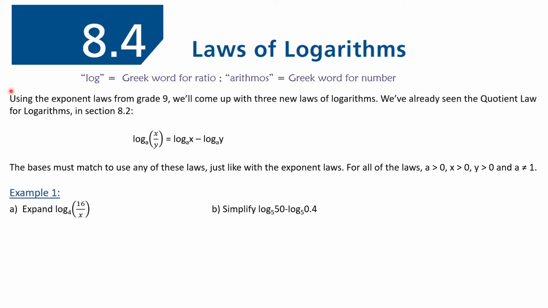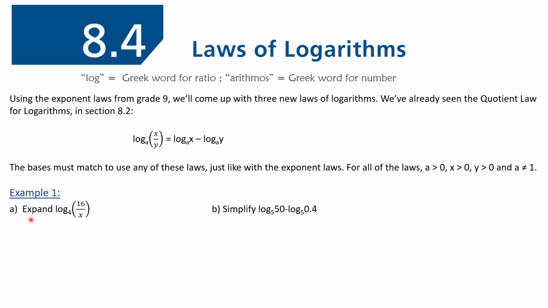Using the exponent laws from grade 9, we're going to come up with 3 new laws of logarithms today. We've already seen this one, but I'm just going to recap it here. For the quotient law, the bases must match to use any of these laws, just like with the exponent laws. For all of our laws, a, that's our base, has got to be greater than 0, can't be negative. Your x and your y are also going to be greater than 0, and a also can't be 1, because a base of 1, well, we talked about what that means. 1 to the power of anything, right?